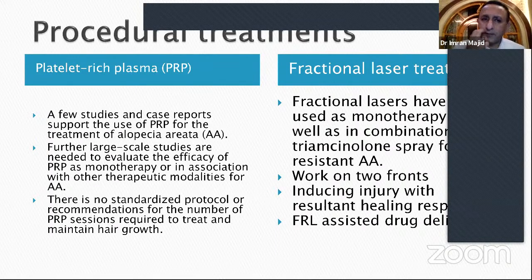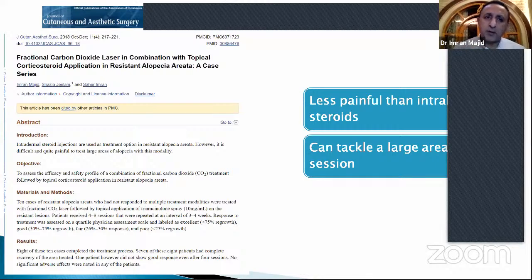So this is something that we tried in combination with topical corticosteroid application in resistant alopecia areata. This was published in JCS in 2018. What we felt was that if we use a fractional laser treatment and then spray triamcinolone after the laser treatment, the whole procedure becomes less painful than injections, and you can tackle a larger area in each session.